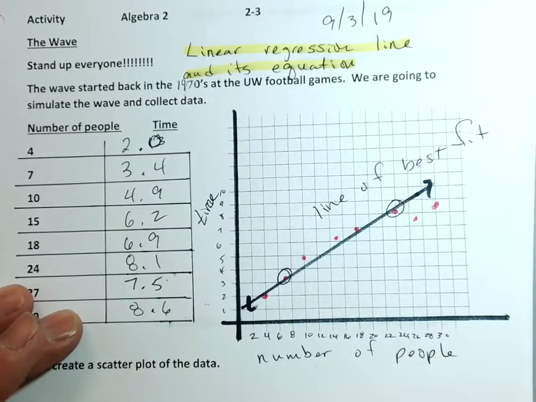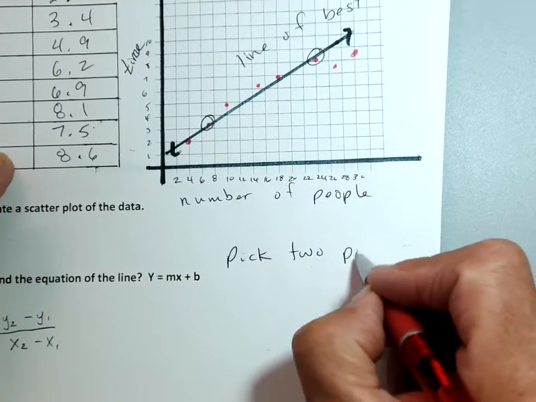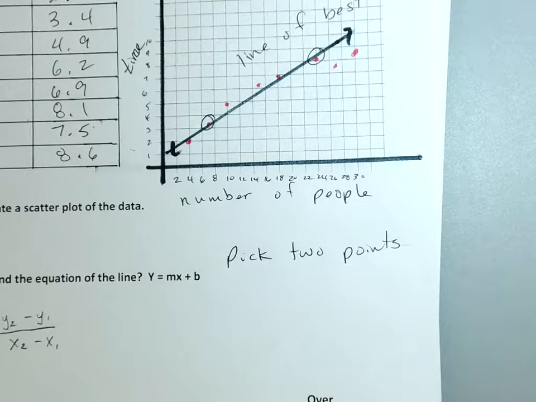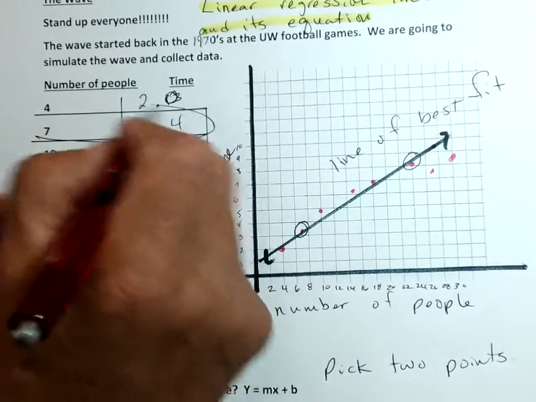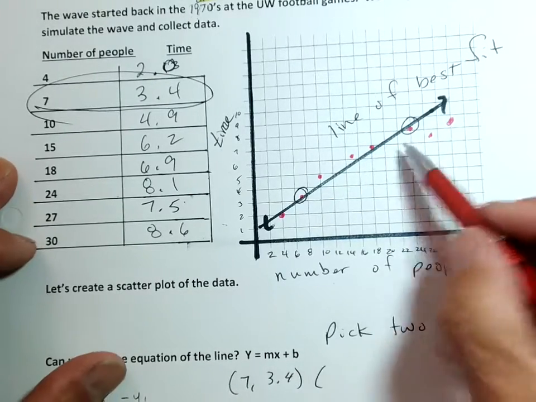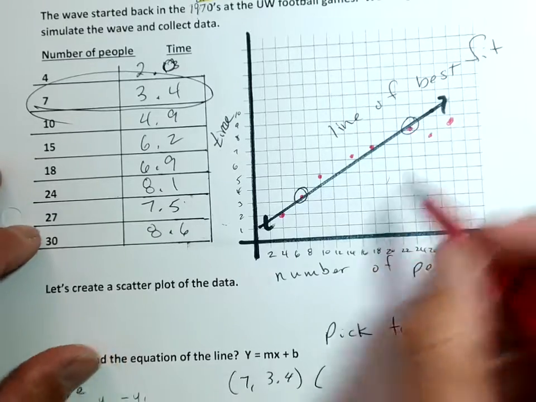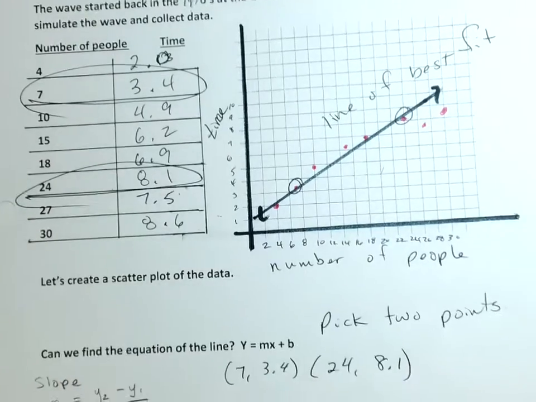But anyway, I'm going to pick any 2 points. I want them kind of far apart. It makes better data. If you pick 2 points really close together, it doesn't make good results. So far apart, and I also want to pick 2 points that are close to my line. The ones I picked were the 7, 3.4, so I used my 7, 3.4. And I also used my 24 and my 8.1, okay? Those are the 2 points I picked, right?